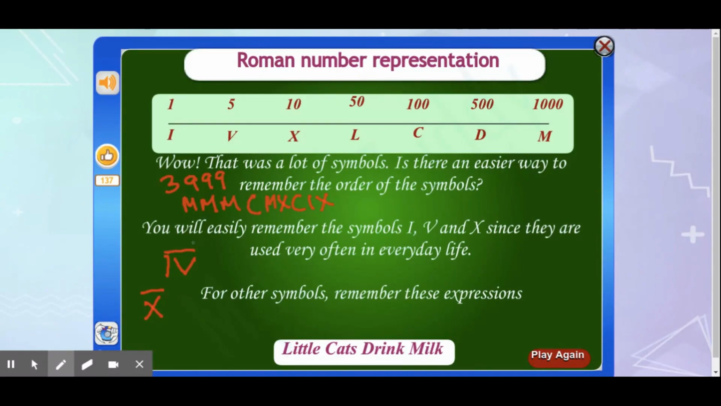But mainly you will need to know the digits that are given here, IVX, LCDM, right? And IVX is very simple, 1, 5, and 10. But how do you remember this LCDM? You can just remember little cats drink milk. L is for 50, C is for 100, D is for 500, and M is for 1000.